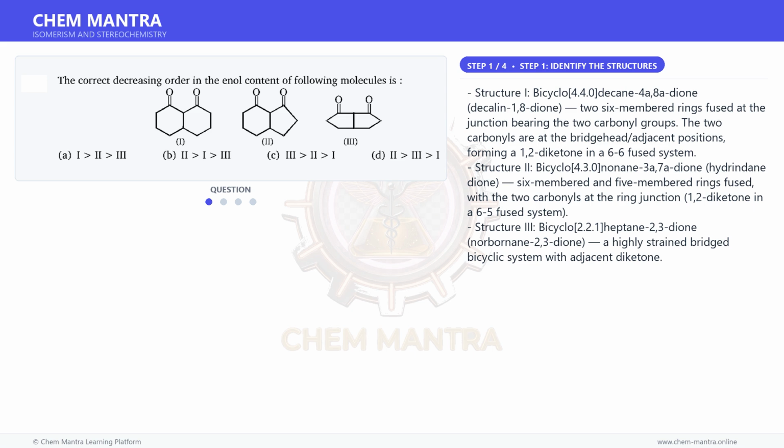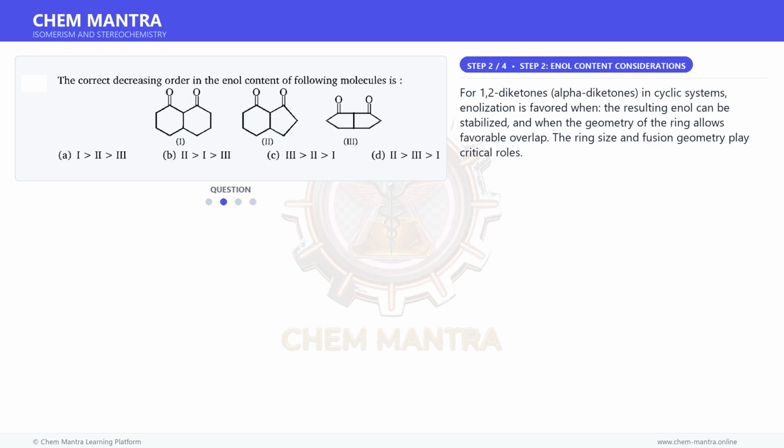Structure 2: bicyclo[4.3.0]nonane-3a,7a-dione, a hydrindane dione, with 6-membered and 5-membered rings fused and the two carbonyls at the ring junction, a 1,2-diketone in a 6-5 fused system. Structure 3: bicyclo[2.2.1]heptane-2,3-dione, norbornane-2,3-dione, a highly strained bridged bicyclic system with adjacent diketone.